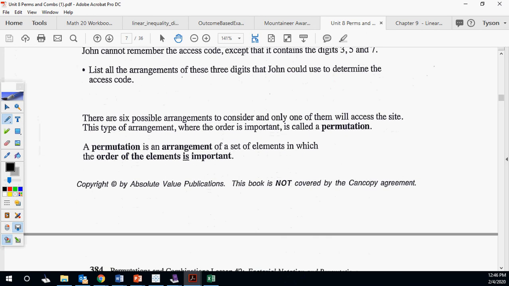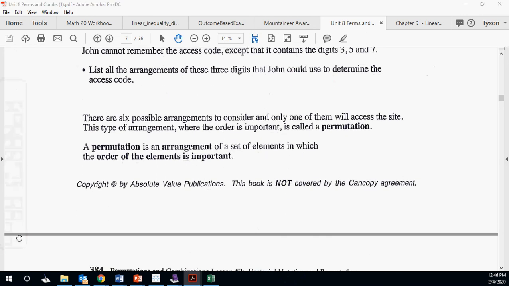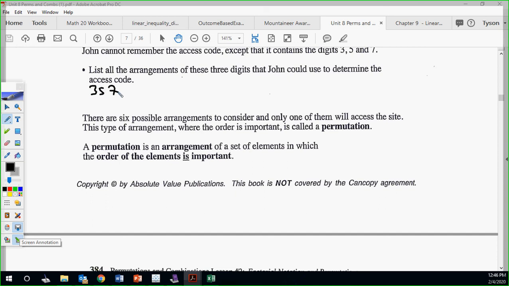So we're going to overdo it here. We're going to put all possible arrangements of 3, 5, and 7. So you have 357, 375, 573, 537, and then 735 and 753. Okay, so there are 6 numbers possible if you know those are the digits. So there are 6 possible arrangements to consider, and only one of them will access the site.